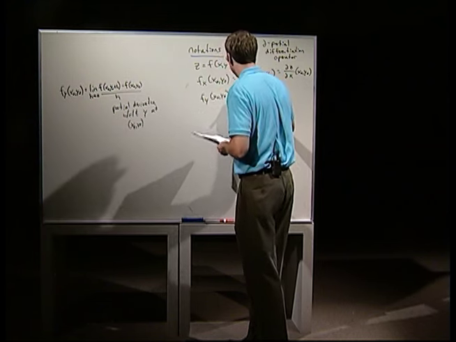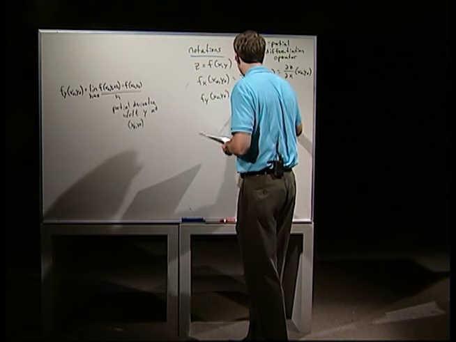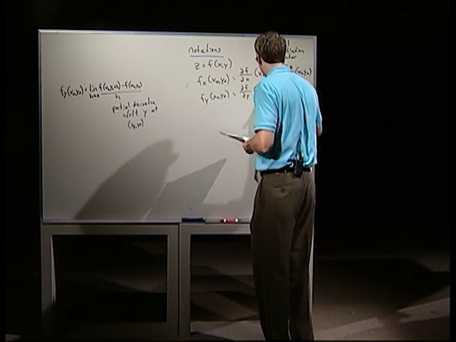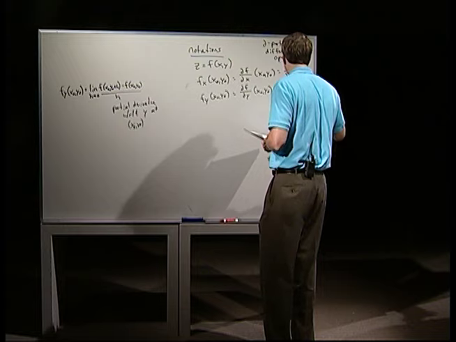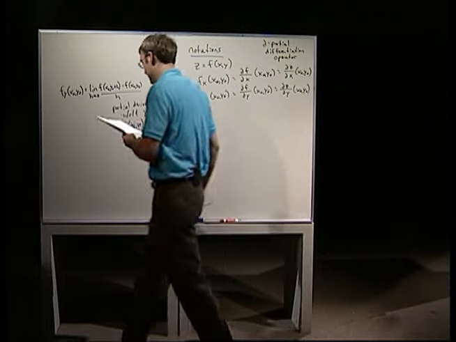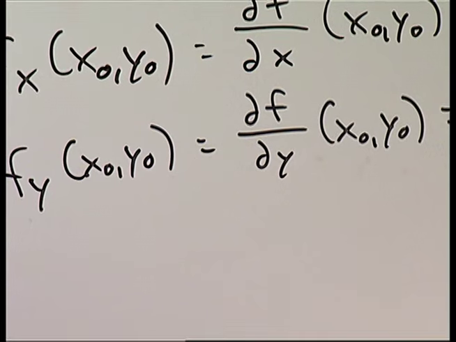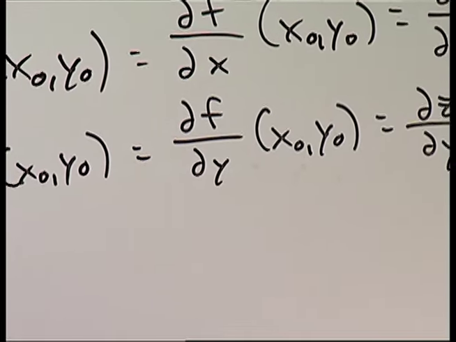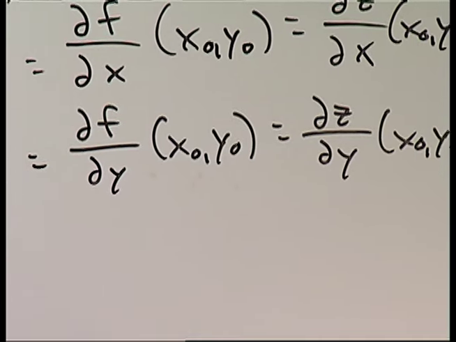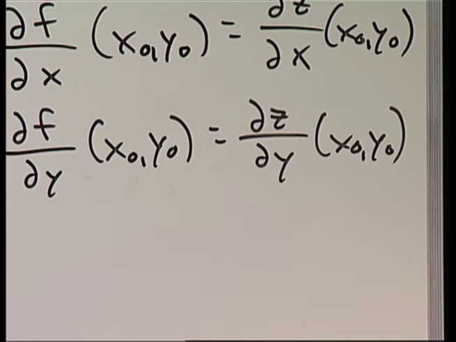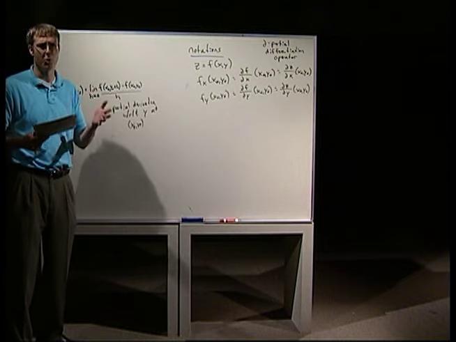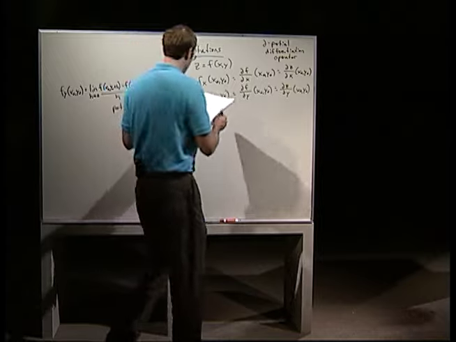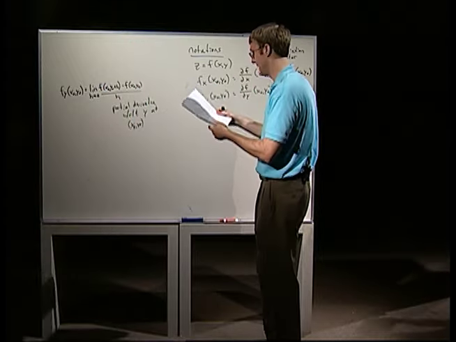And the same thing works for y. I can write partial f partial y, partial z partial y, like that. So again, alternate notations. These still lead to the idea that this derivative is a limit of a quotient. Okay. All right, how do I do it?